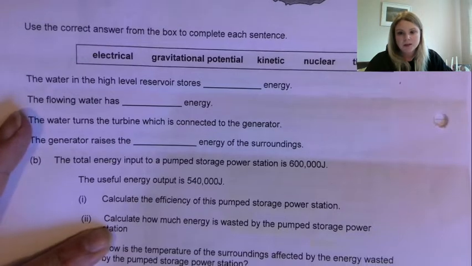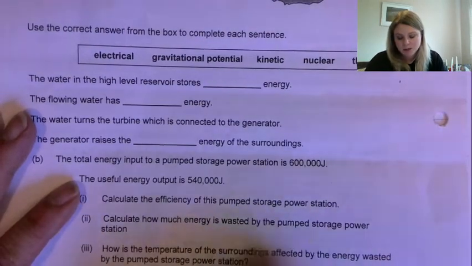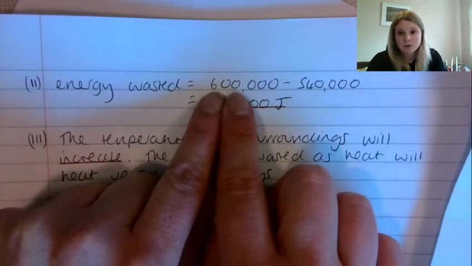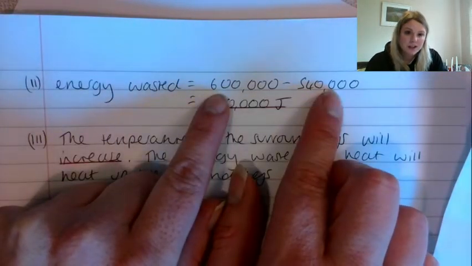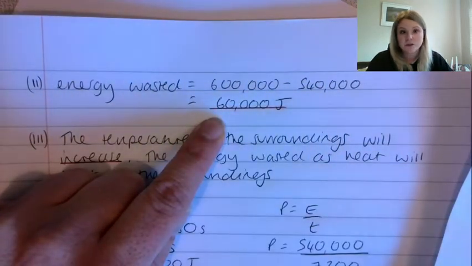Part 2 then goes on to ask us to calculate how much energy is wasted by the pumped storage power station. So that's just the total energy in, take away the useful energy out, because the rest must have been wasted. So once I did that, I got 60,000 joules.